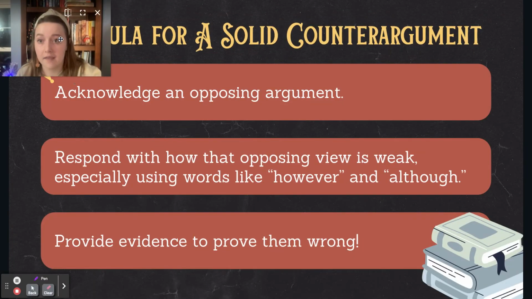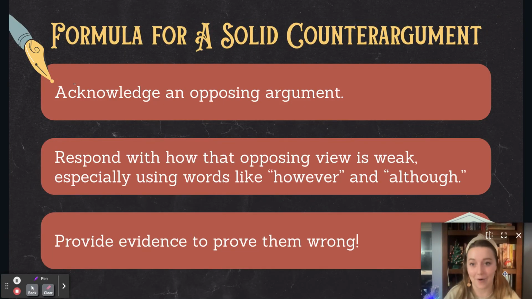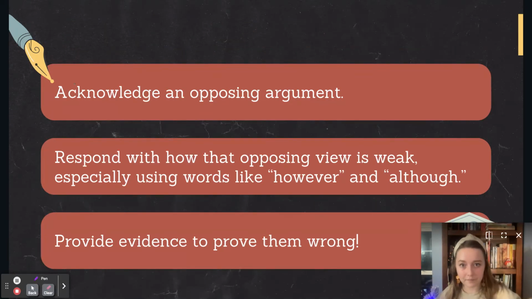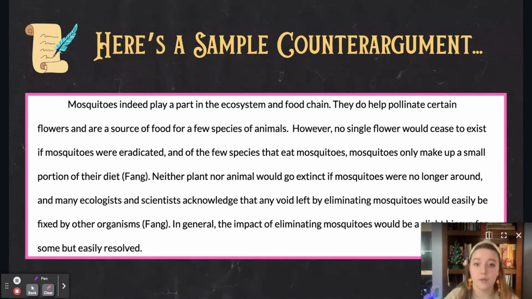So here is a formula for a really solid counterargument. You acknowledge what the other side thinks, like what is one of their arguments against you. You respond with how they're wrong, especially if you use words like however and although, because you sound super professional. But you're saying, oh, you're wrong, unfortunately. And then you provide the evidence, right? If you're just like, well, they're wrong. Okay, tell me how. Prove it. So we prove them wrong with that evidence. Okay. So here is a sample counterargument.